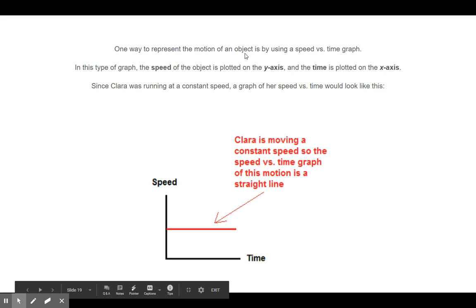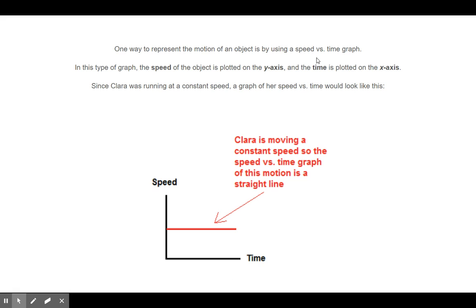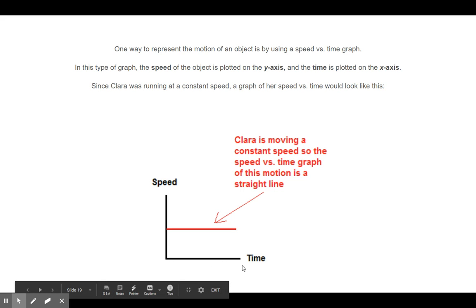One way to represent the motion of an object is by using a speed versus time graph. It's a way to represent motion. In this type of graph, the speed of the object is plotted on the y, and time is on the x. Since Clara was running at a constant speed, a graph of her speed versus time would look like this if she was running at a constant speed to her friend's house.